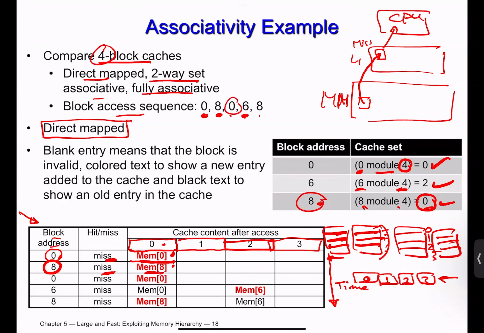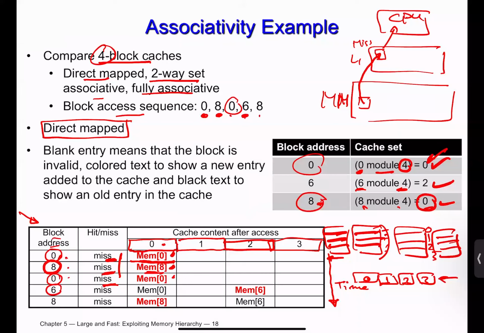Then the next thing, I would like to access memory of 0 again. 0 parks in location 0, so I will go to 0. Oh, I just found that I had memory of 8. So again, I miss. What should I do? Override memory of 8. So as you can see, 0, 8, 0: always miss, because each time I'm overriding whatever I had from the previous step. This is what would be called the worst case scenario, correct? This is a ping pong situation, meaning that each time I'm just overriding whatever I had from the previous step, and I will always miss in this particular scenario.